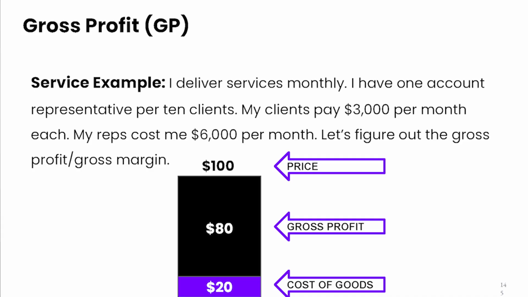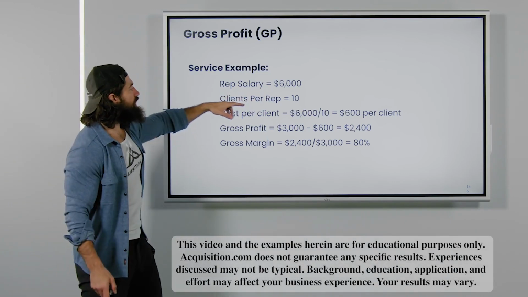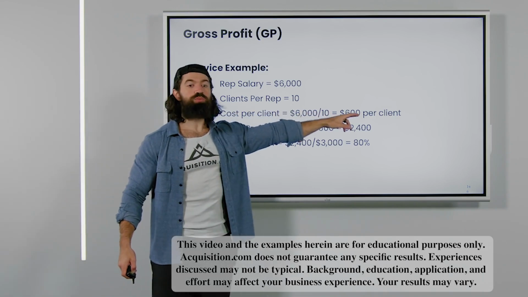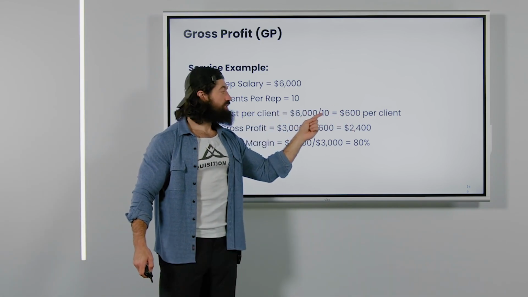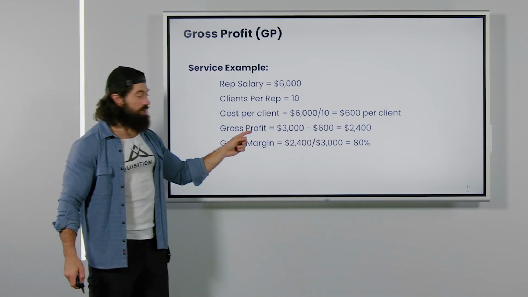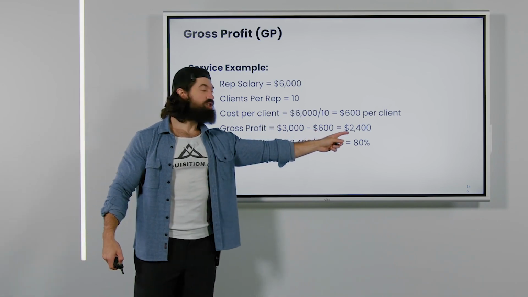Okay. Here's a service example. Let's say I deliver services monthly and I have one account representative per 10 customers. If my clients pay me $3,000 per month each and my reps cost me $6,000 per month, we can then figure out the gross profit margin. Okay, so the rep salary is $6,000. The clients per rep is 10. The cost per client means it's $600 per client. Remember, we make $6,000 divided by 10 clients, $600 per client. Gross profit, all right, is now $3,000, what they pay us, minus my cost per client, which means $2,400 left over.